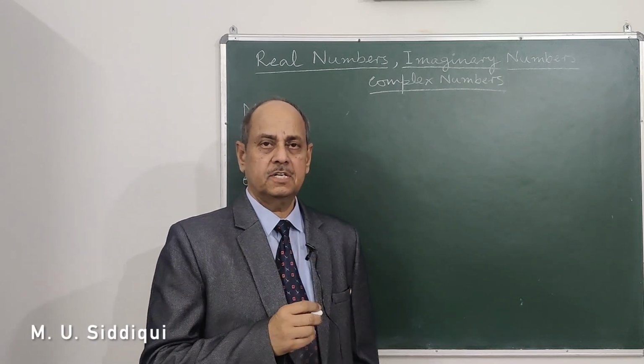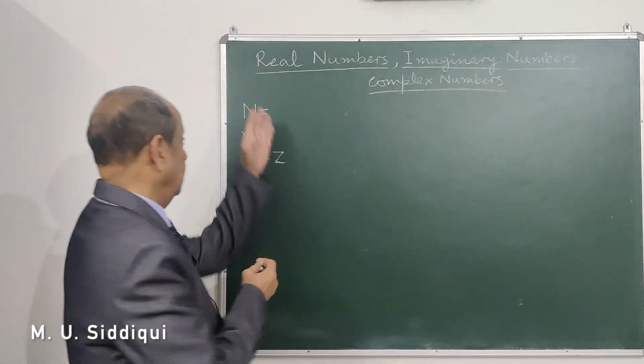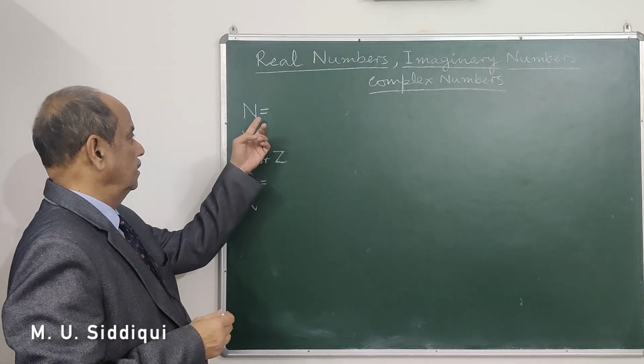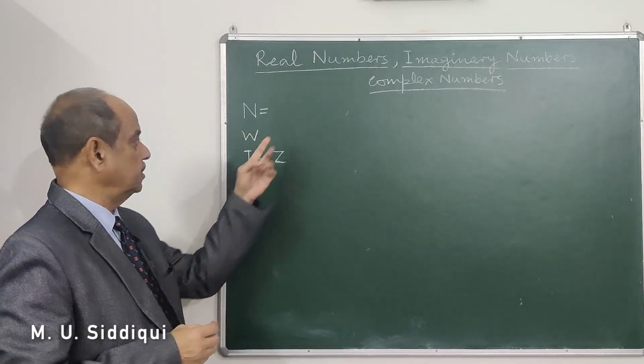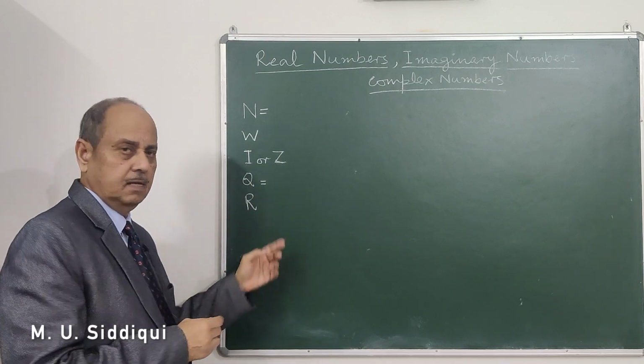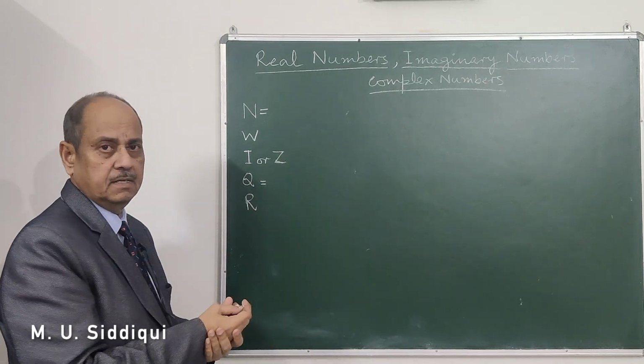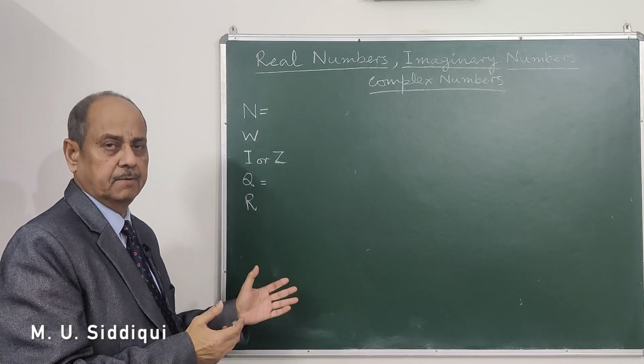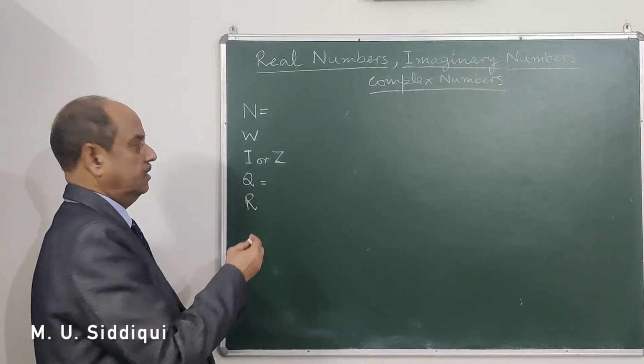We have already discussed these number systems. The basic one was natural numbers, whole numbers, integers, rational numbers, and after that there were irrationals and all together real numbers. I am just repeating to recall.